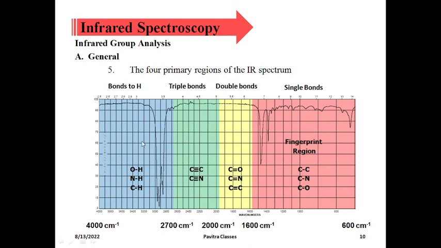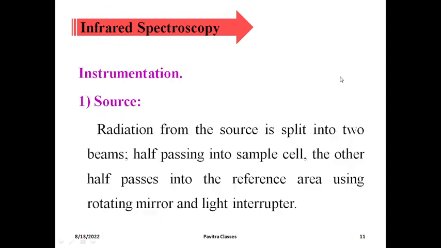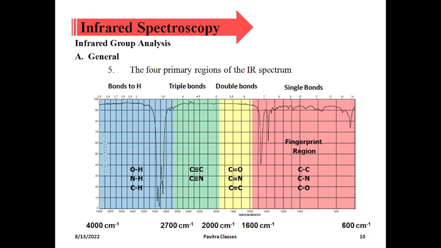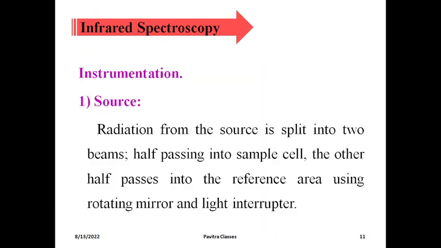So these are the four major regions in the IR spectrum: bonds to H, triple bonds, double bonds, and single bonds. This is the general introduction to infrared group analysis. So generally four major classes are there in the interpretation of the IR graph. Next, coming to the infrared instrumentation.